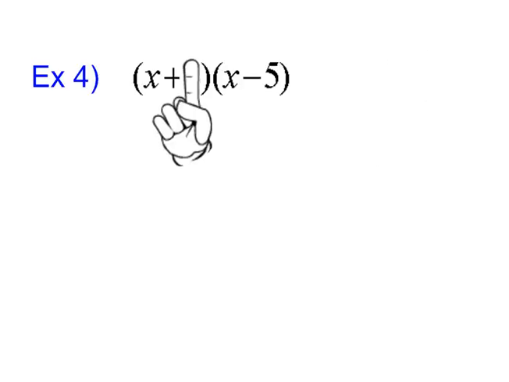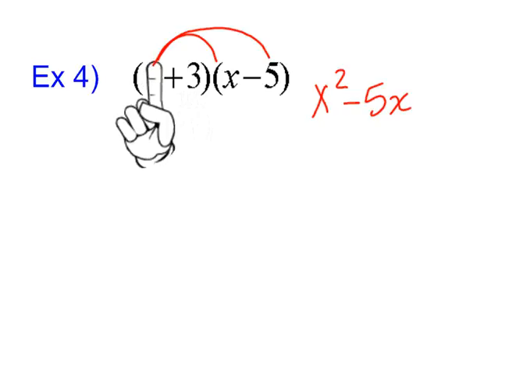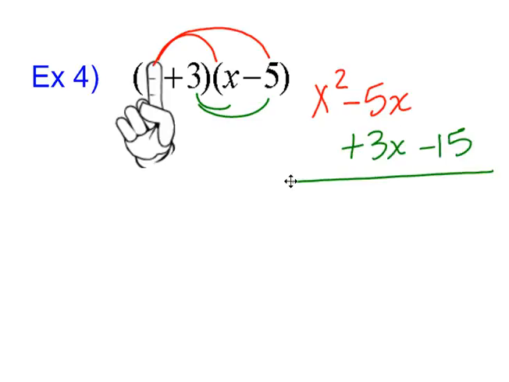So we're going to cover up the second term, and we're going to distribute that x out, just like that. And what we get is x times x, which is x squared, and x times negative 5, which is negative 5x. Let's move our finger over, cover up the first term, and this time we're going to give the 3 out to both terms. 3 times x is a positive 3x, and 3 times negative 5 is negative 15. If we add these terms together, we'll get x squared minus 2x minus 15.